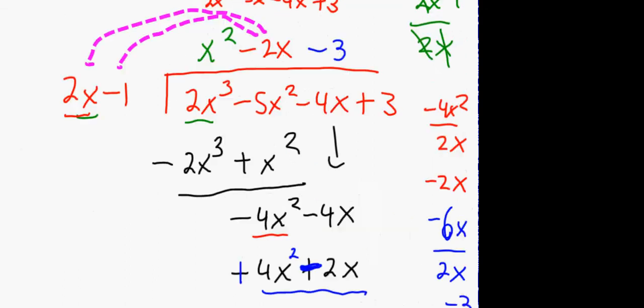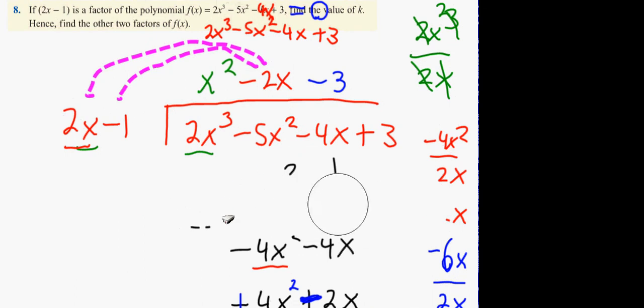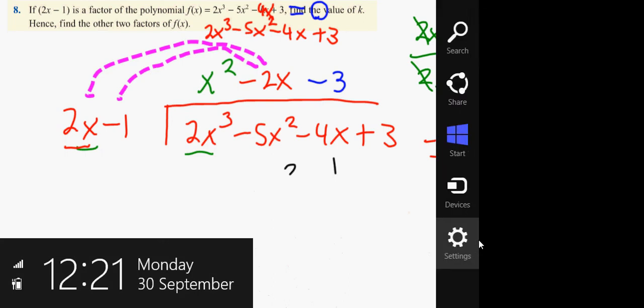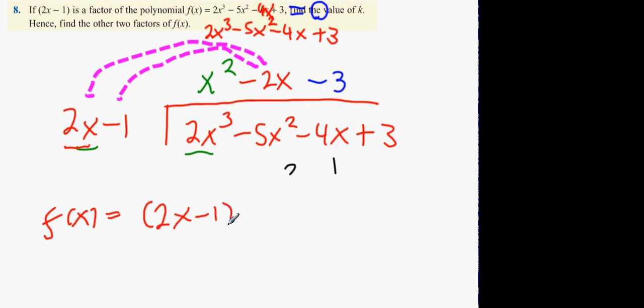Now, as I said before, this whole equation, f of x, can now be rewritten. F of x used to be equal to 2x cubed minus 5x squared minus 4x plus 3. We can now write it as 2x minus 1 bracket x squared minus 2x minus 3. When you multiply the two of them, you get the big one, what we started off with.